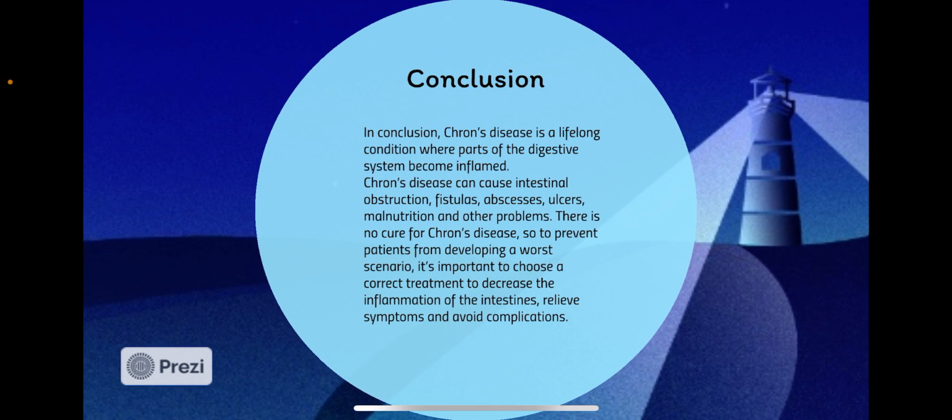The conclusion. In conclusion, Crohn's disease is a lifelong condition where parts of the digestive system become inflamed. Crohn's disease can cause intestinal obstruction, fistula, abscess, ulcer, malnutrition, and other problems. There is no cure for Crohn's disease, so to prevent patients from developing worse outcomes, it's important to choose a correct treatment to decrease the inflammation of the intestine, relieve symptoms, and avoid complications.